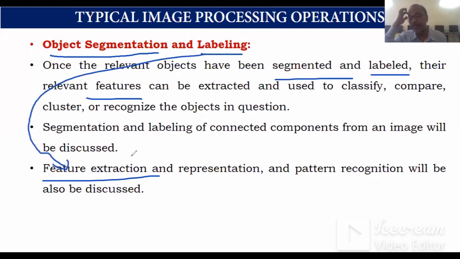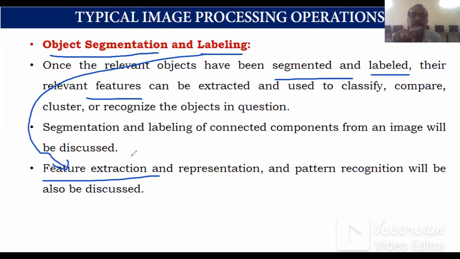We want to give a label, give a label to the object. To give a label to the object, we have to find the features of that particular object, and based on those features we can give the labels to that object. Okay, so object segmentation and labeling consists of two basic operations.